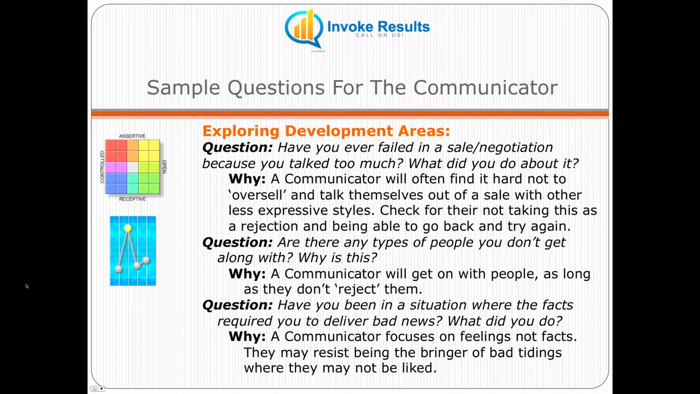So, if they've got a high I, but they've also got quite a high D, and they're bringing bad news because they need to do that in order to achieve the goal, well, the D may overcome the I in that, and they'll be able to achieve that sort of thing. So, as I said, this isn't one-dimensional, and I'm being somewhat one-dimensional in my approach today.